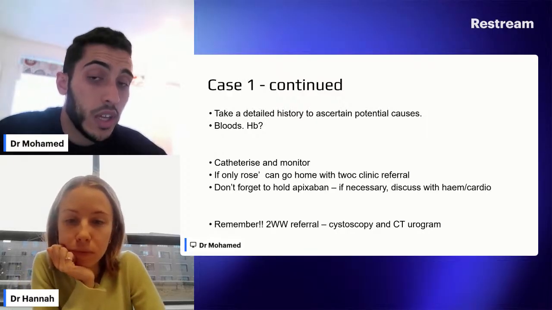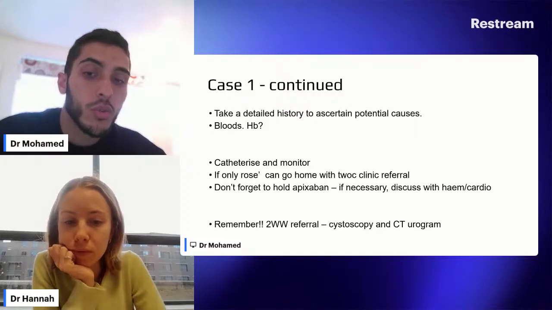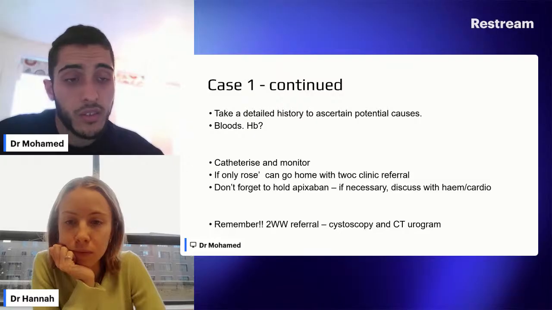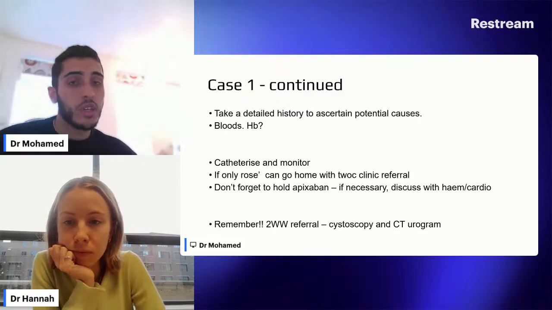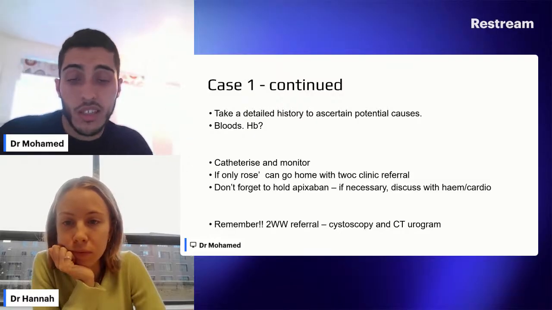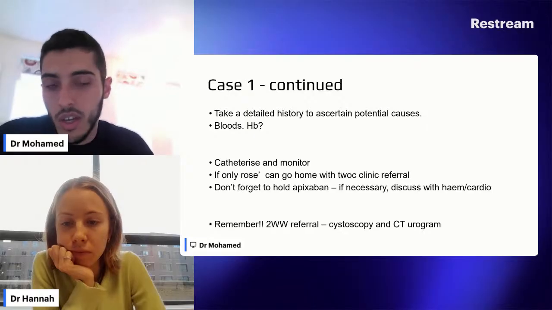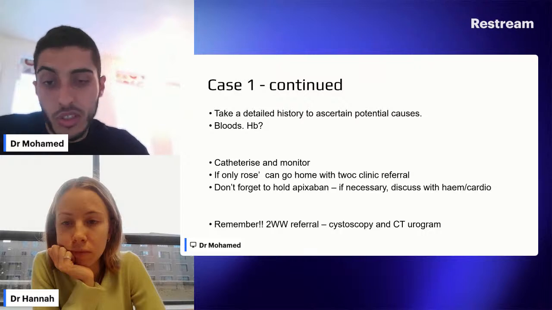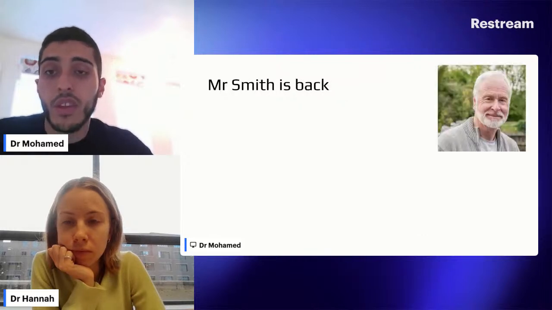with this potential new cancer. If you aren't the one to put this 2-week wait referral in, it might never be put in. And the next time he presents to hospital could be once his cancer has spread and become metastatic. So it's really, really important that you don't forget to do that. And likewise, even for OSCEs, it's a good thing to mention.